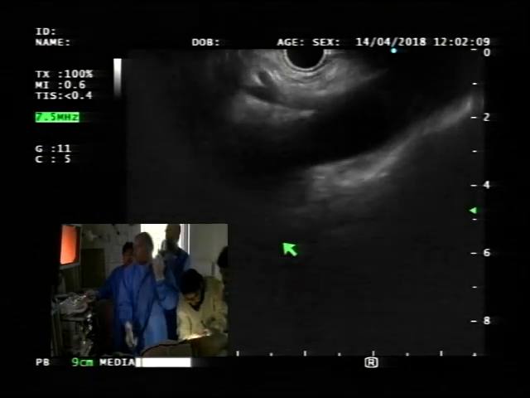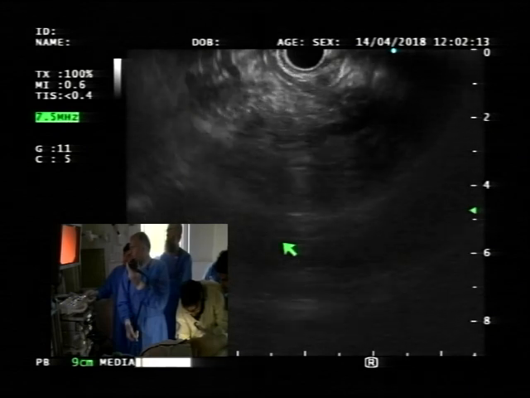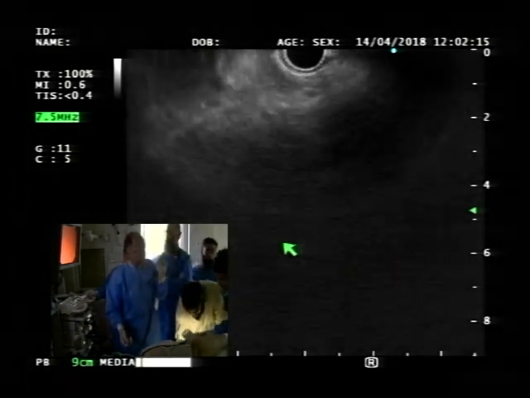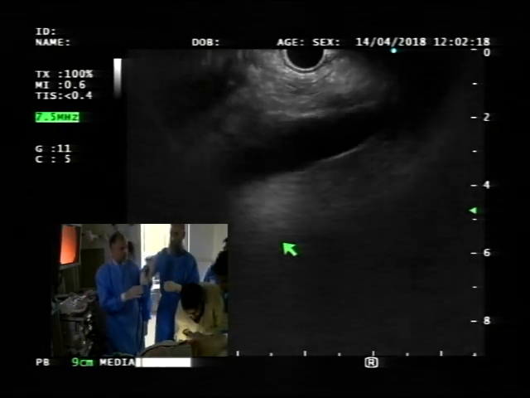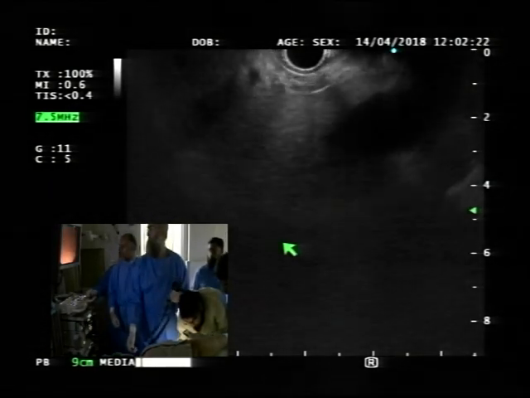Okay. So as you turn here, we can look at the kidney and we're going to look at the spleen. Right. There you go. So that was a quick look at what we have already done.